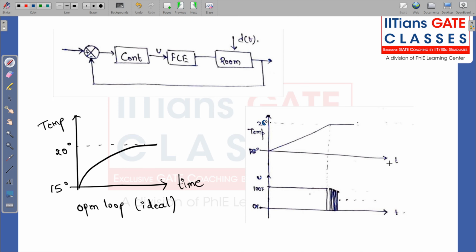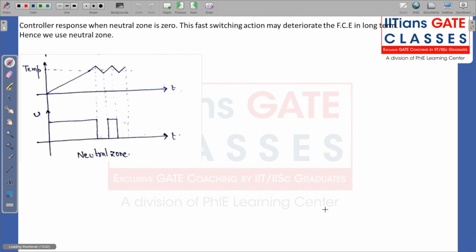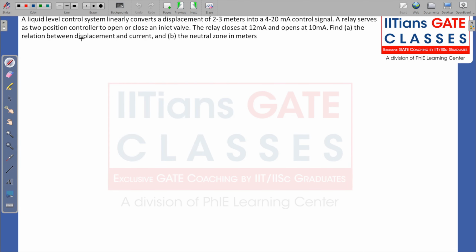And if the neutral width decreases even more, this will keep on happening constantly. Here you can see that if I increase the width to 4 degrees, my neutral zone has increased, so my switching on and switching off is getting delayed. So why is it desirable? Controller response when the neutral zone is 0: the fast switching action may deteriorate the final control element in the long term. Hence we use a neutral zone, which I have explained already.